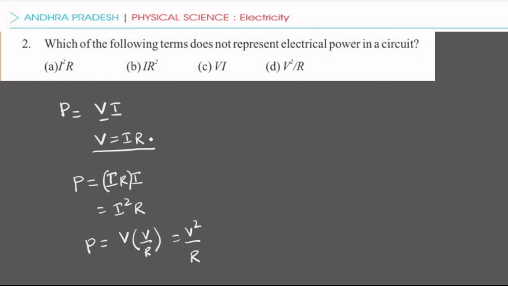So see here, power is equal to VI, it is a formula for power. Power is equal to I square R, it is also a formula for power, and power is equal to V square by R, it also represents power. So the formula which does not represent power is option B, that is IR square, it will not represent power. So this is the correct answer for this question.